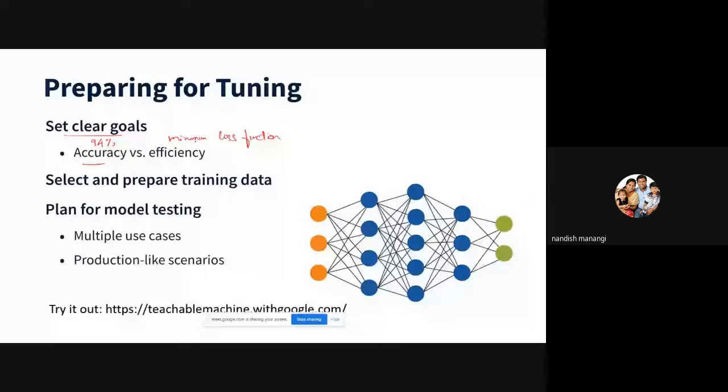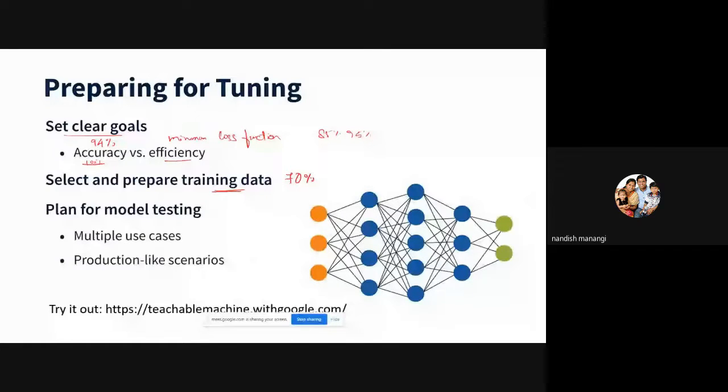You cannot have a target of achieving 100%, because if you assume that you want to have 100%, then obviously the efficiency will go for a toss and your model is going to go for an overfit. So always have anything between 85 to 95 as your target accuracy with the given minimum loss function. Then prepare your training data. Training data, I would say 70% you do for training and 30% you do for testing purposes.